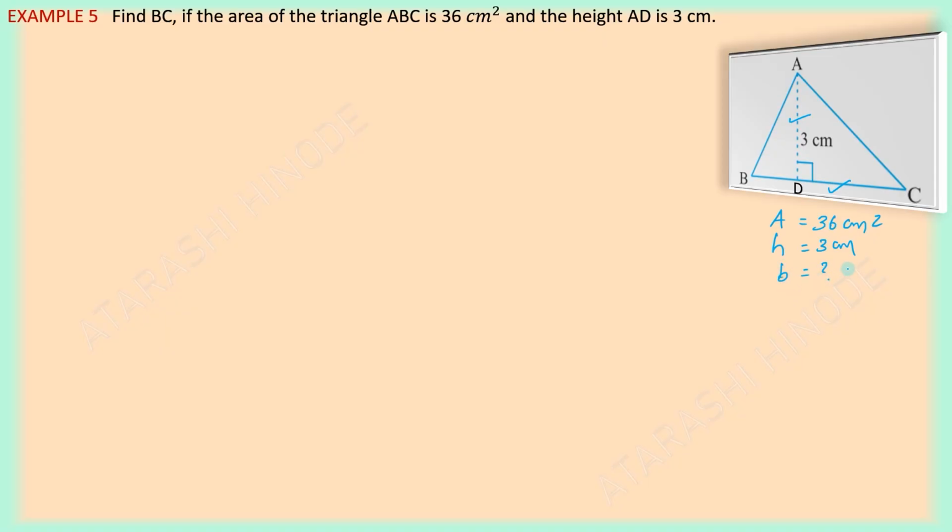How to find base? We know the formula for finding the area of a triangle, that is area is equal to half into base into height. Now for getting base, keep base here itself, that is base equal to area into 2 divided by height, that is base is equal to 2 into area divided by height. Doing this, we will get the base. Okay, let us solve.